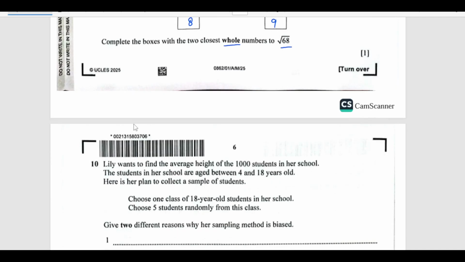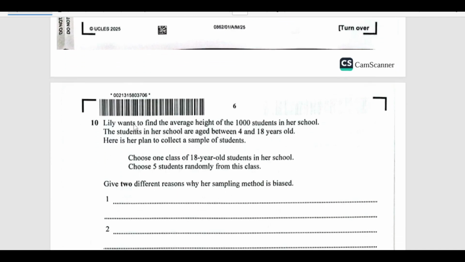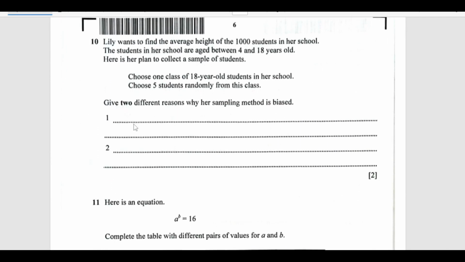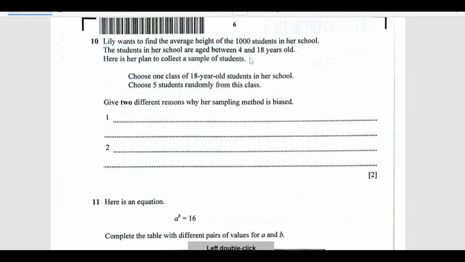Now, let us see the next one. Lily wants to find the average height of the 1000 students in her school. The students in her school are aged between 4 and 18 years. Her plan is to collect a sample of the students.